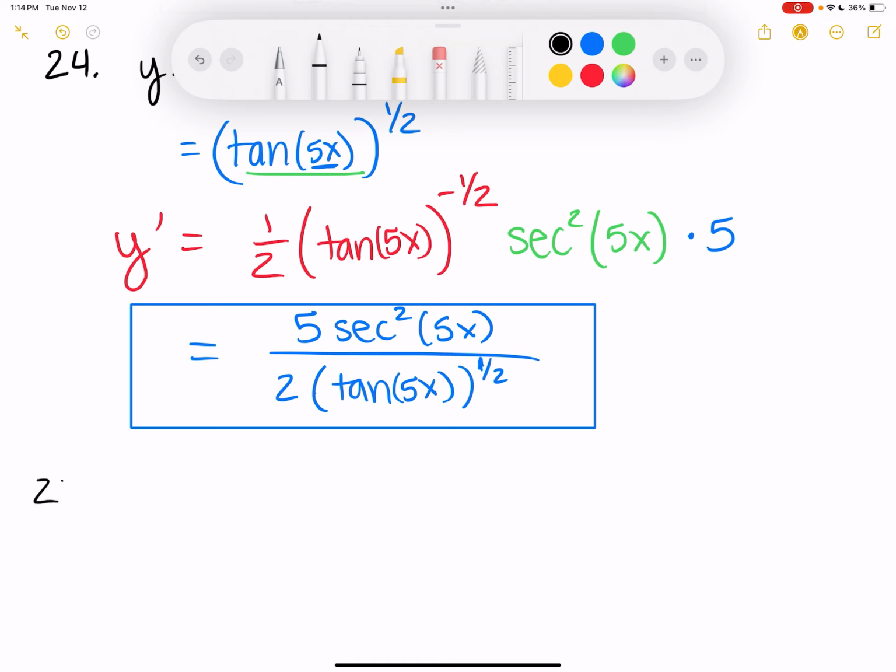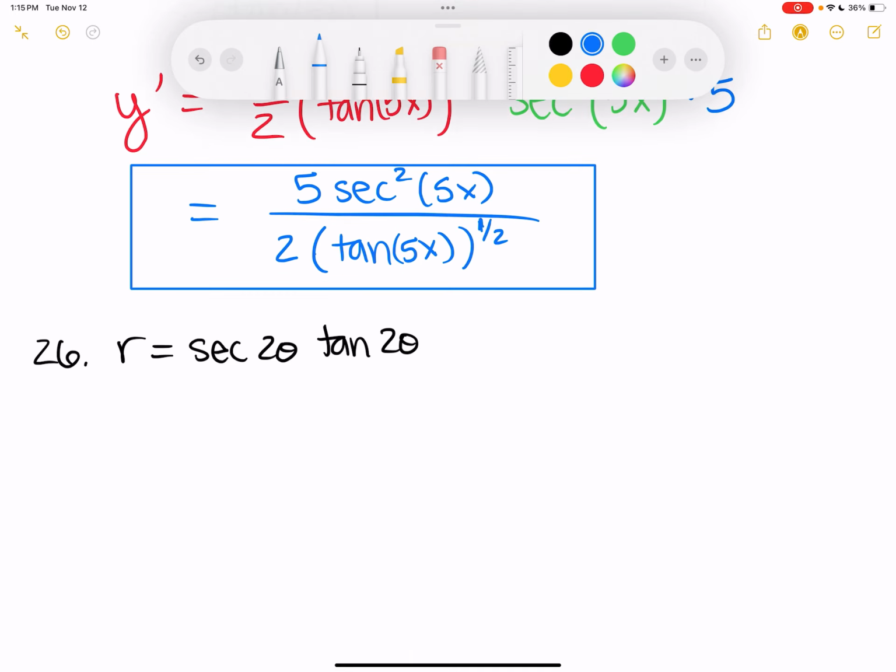We'll tell you that tomorrow. 26. R equals secant of 2 theta, tangent of 2 theta. So what do we notice about this? What are we going to have? How many chain rules? 2, because this is going to be a chain rule and this is going to be a chain rule. Separate chain rules. I said 2.